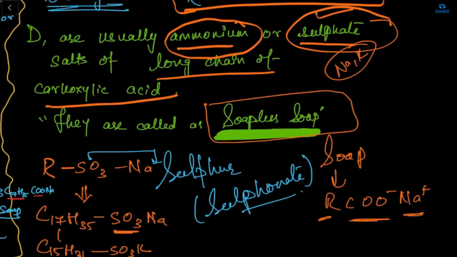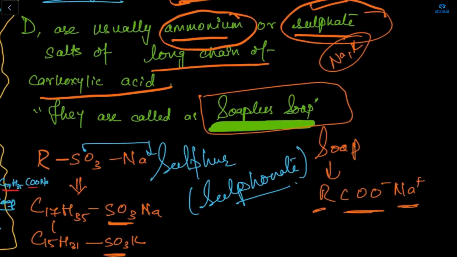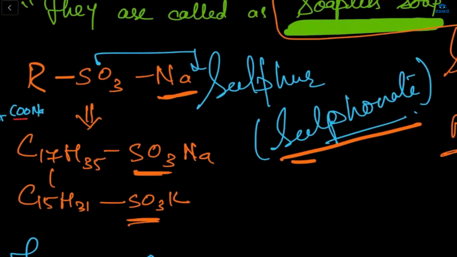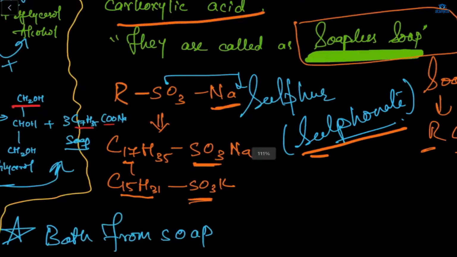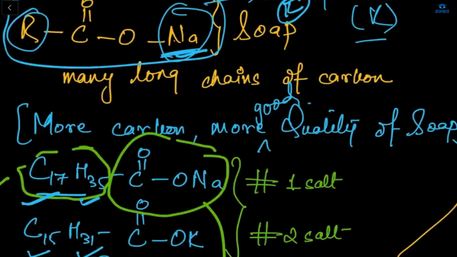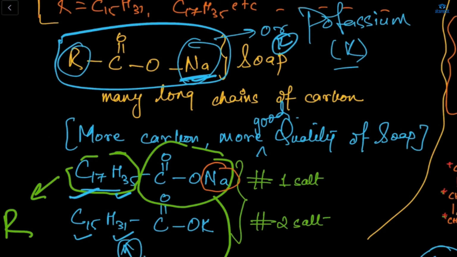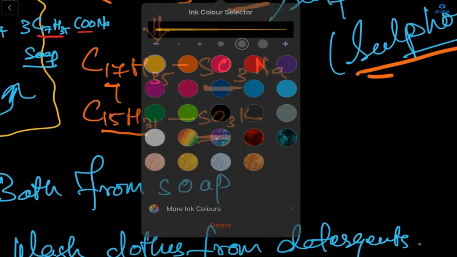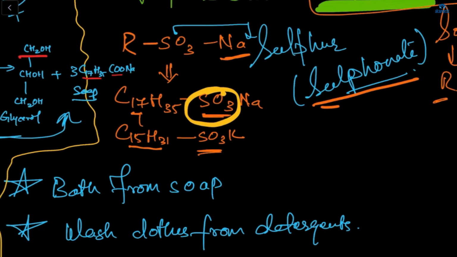And the formula of this detergent is R, SO3, Na. SO3 is basically your sulfonate. So here also the same applies: more carbons, better quality. Here also 15 carbon, 17 carbon, but the formula changed. Here the formula was C double bond O and O Na, for the soap one. And here the formula is SO3, which is for the detergent.